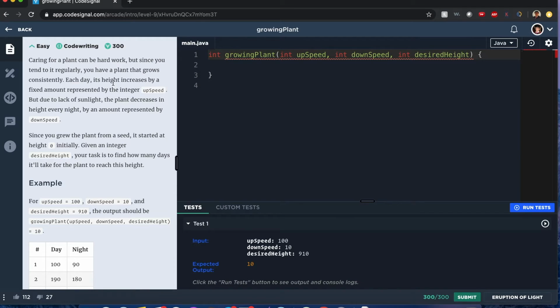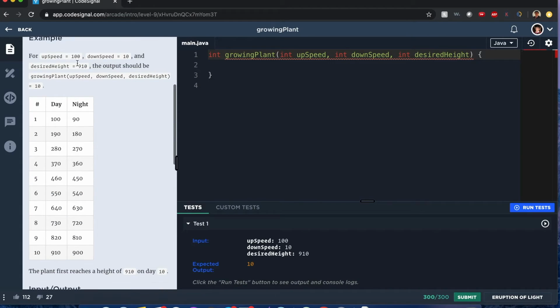Let's summarize it. Each day, you're taking care of a plant. It grows up by upSpeed, a fixed integer, and at nighttime it decreases by downSpeed, which is also an integer. You grew this plant from height equals 0, and given the rate it goes from upSpeed to downSpeed, you want to find out when it will reach that desired height, the number of days it will take.